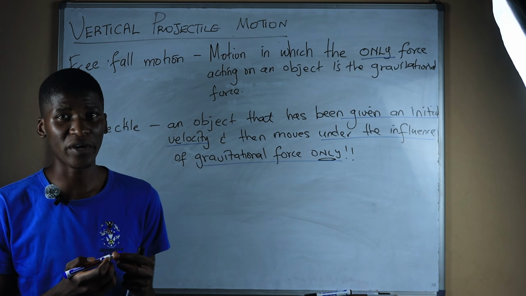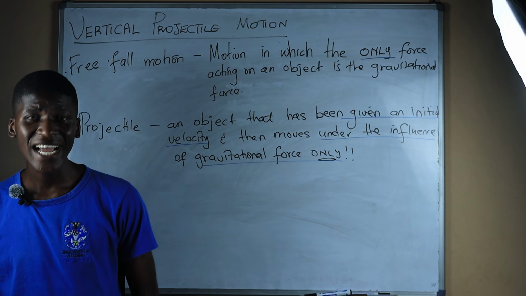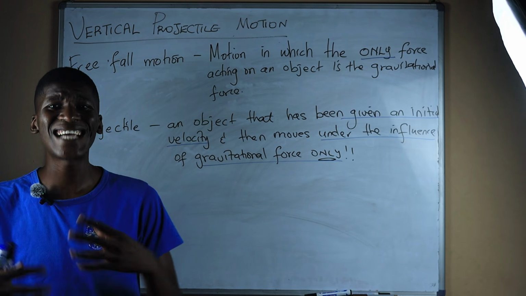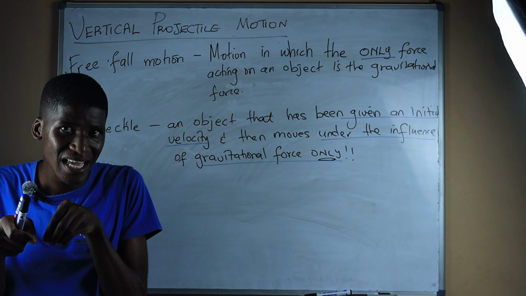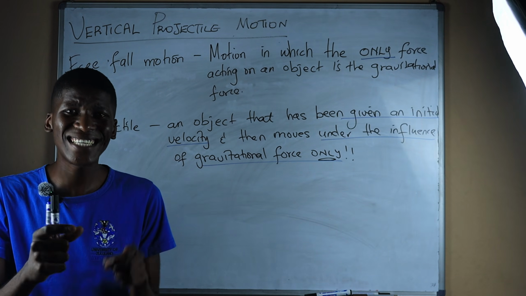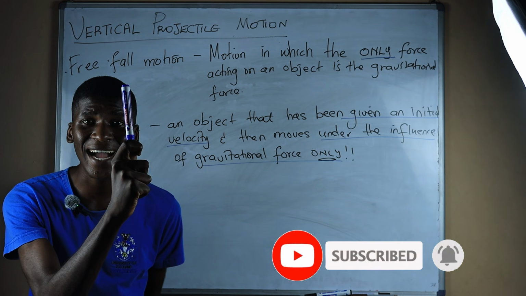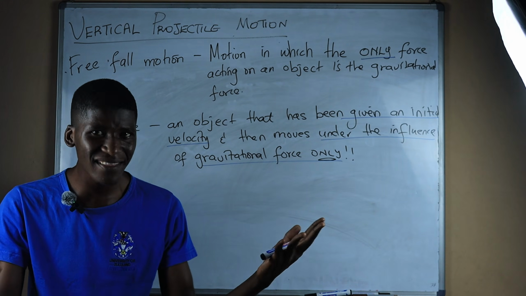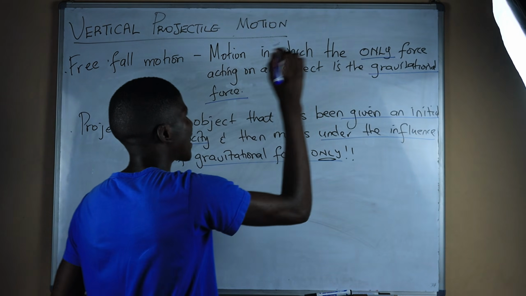Okay, so these two definitions are very similar, but they are not referring to the same thing. Guys, remember that free fall motion is a type of movement. Motion is movement, right? It's a type of movement whereby the only force acting on that object which is moving is the gravitational force. But the projectile is the object itself. There is a difference between movement and an object, guys. For example, this marker is an object, and then the movement is how it moves. That's two different things.